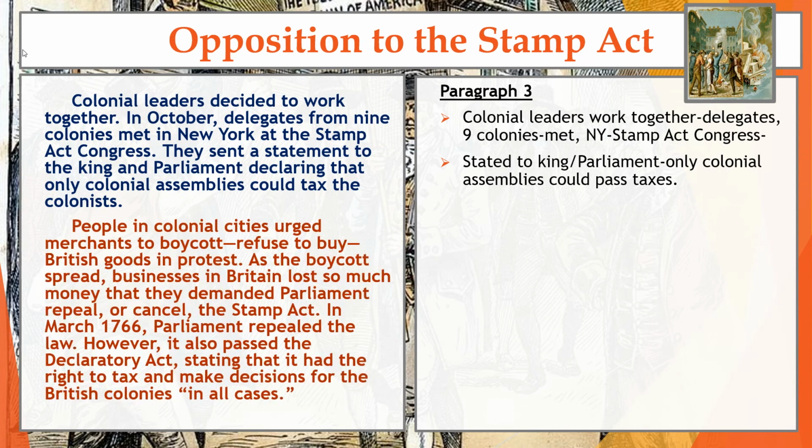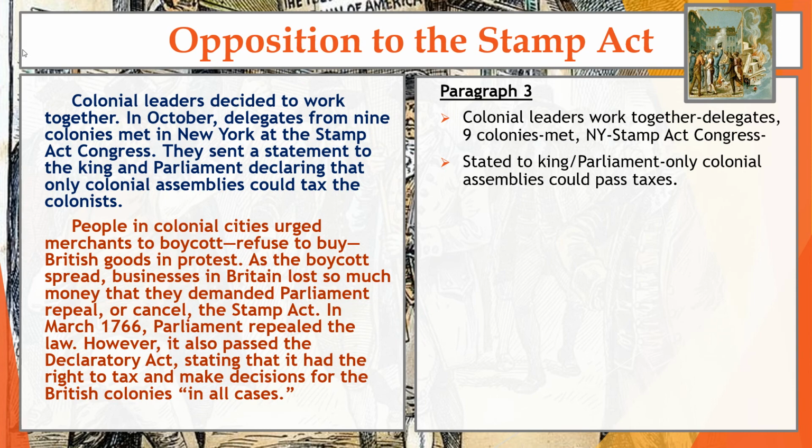Last paragraph. People in colonial cities urge merchants to boycott, refuse to buy British goods in protest. As the boycott spread, businesses in Britain lost so much money that they demanded Parliament repeal or cancel the Stamp Act. In March 1766, Parliament repealed the law. However, it also passed the Declaratory Act, stating that it had the right to tax and make decisions for the British colonies in all cases.